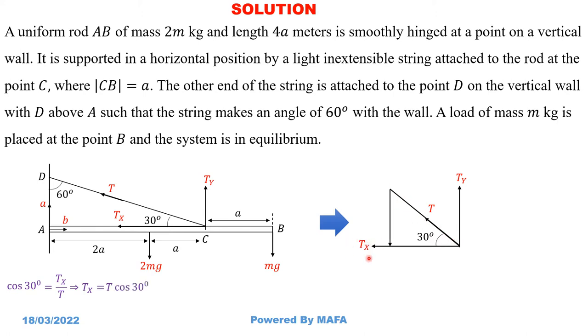So from there we can find T of x as T cosine of 30 degrees. Now let's see how we can find T of y, which is the vertical component. We can use the sine of 30 degrees. The sine of 30 degrees is equal to the opposite, T of y, divided by the hypotenuse, which is T. So our T of y is simply T sine of 30 degrees. Okay, so that's it, as indicated in our diagram.